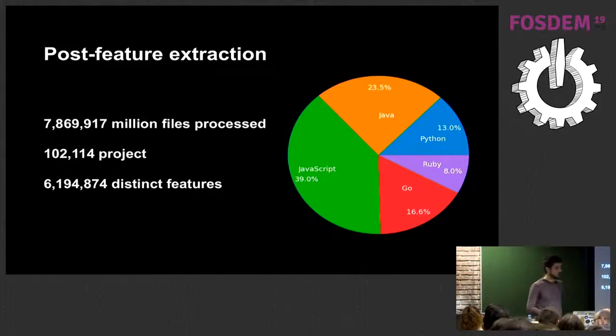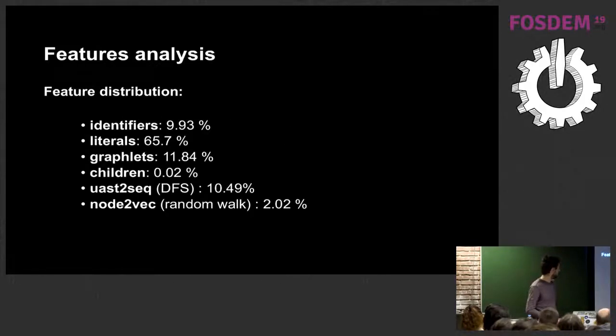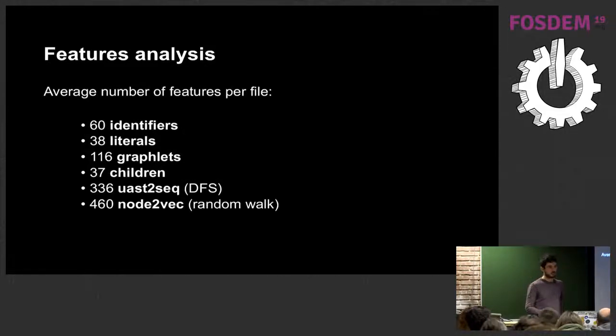Looking more into the features we extracted, most of them were the syntactical features, as you can see, so identifiers and literals, which amounted for about 75% of all the features I extracted. However, when looking at each file individually, I saw that they each had about 1,000 features, and most of them were actually, this time, structural features. This was an average made on all of the features from files of any given languages, but this was about the same when looking at files of specific languages.